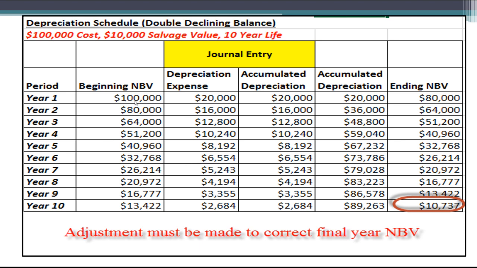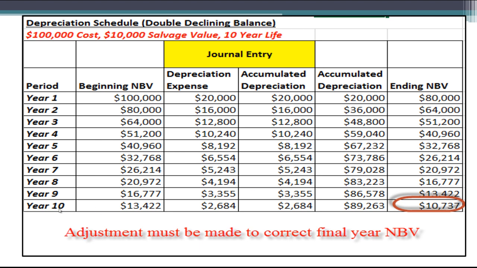So for year one, our beginning net book value was the full $100,000 cost, multiplied by 20%, gives us $20,000 of depreciation. And of course, that brings the ending net book value down to $80,000, which carries forward to year two. Now we have $80,000. We'll multiply by that 20% to get $16,000. That brings us down to $64,000 we have left. You can see year three, $64,000 multiplied by 20%, $12,800. We keep doing that year after year.